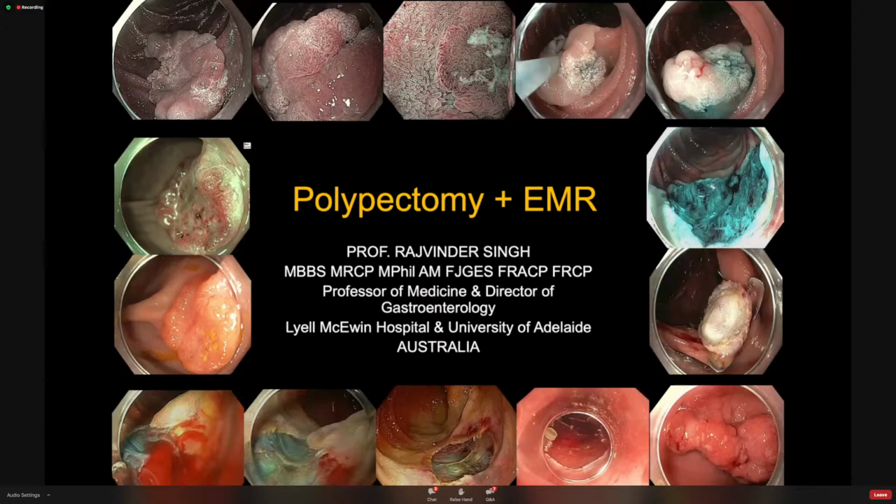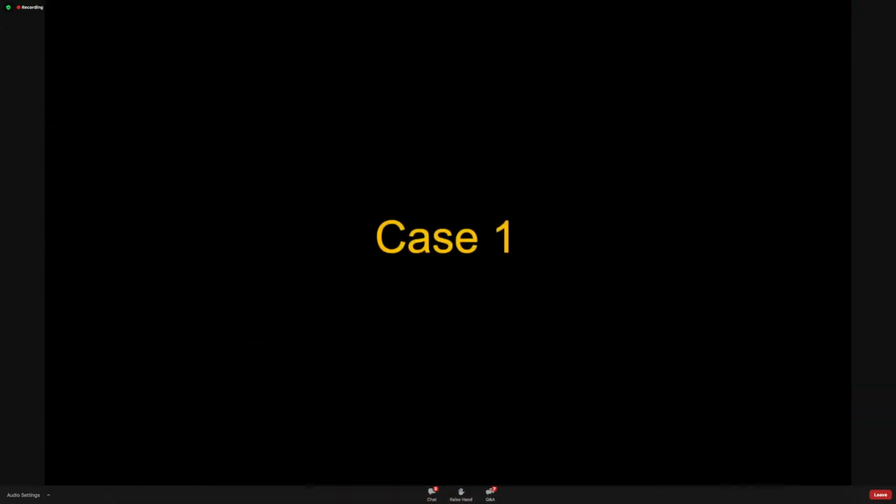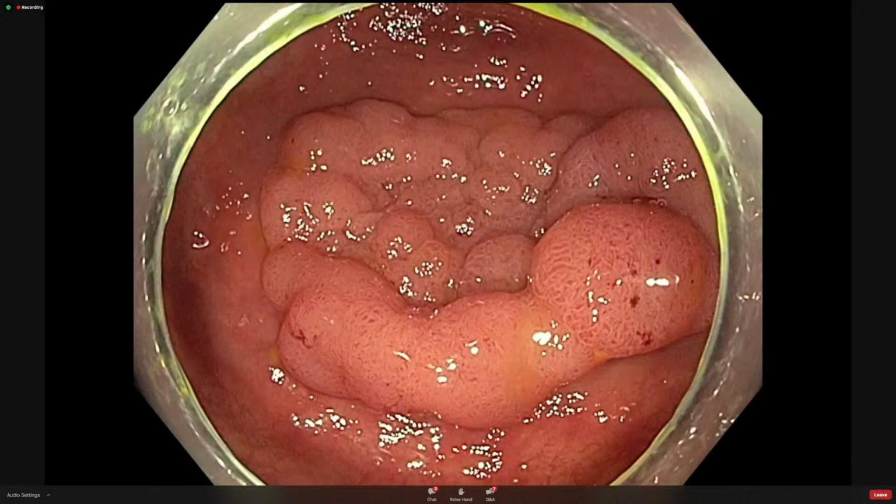So we have nicely covered underwater EMR and hybrid ESD. So I think my talk will concentrate on other techniques of EMR. This is case 1, and this is a lesion which is seen in the colon. As you can see, it's granular in nature. I'm not going to go so much into advanced mucosal imaging because that is a subtopic for a different day.